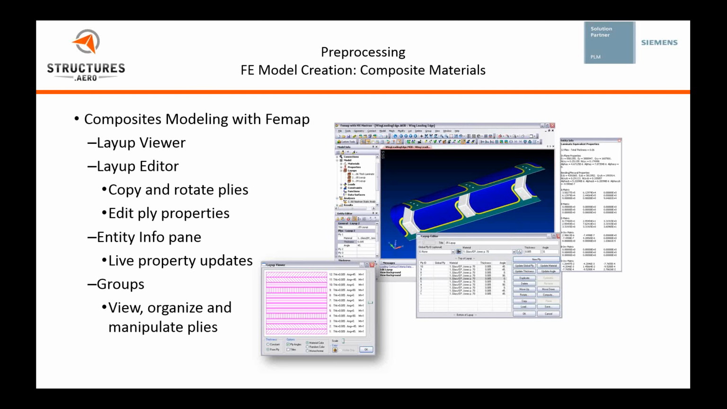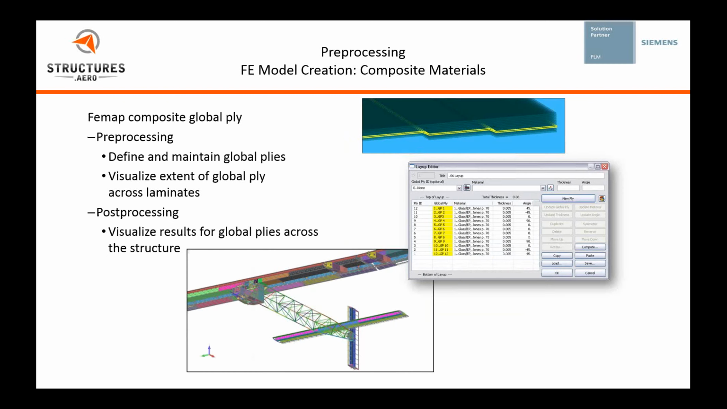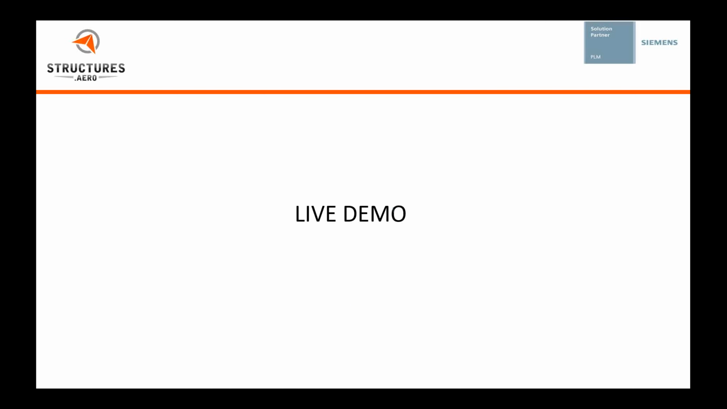With the idealization of composite structures, ply discontinuities due to drop-off create situations in the finite element model where we have adjacent elements containing differing numbers of plies. We can visualize and post-process this using Femap's global ply tool. Global ply IDs can be assigned to individual plies for each laminate, and we can then review results for those global plies across multiple laminates.